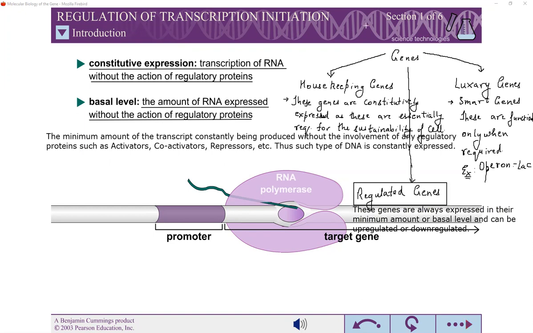Next point that we are going to talk about. Now, the regulated genes can be positively regulated, or they could be negatively regulated. Okay, so housekeeping genes are always constitutively expressed, whereas regulated genes are always expressed at their basal level, and they could be activated with the help of activators and co-activators, or repressed with the help of repressor molecules. So these two molecules will antagonistically control the activity of these regulated genes. Okay, so we are going to move forward.